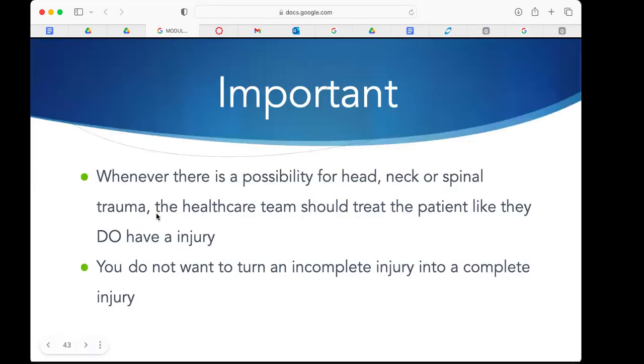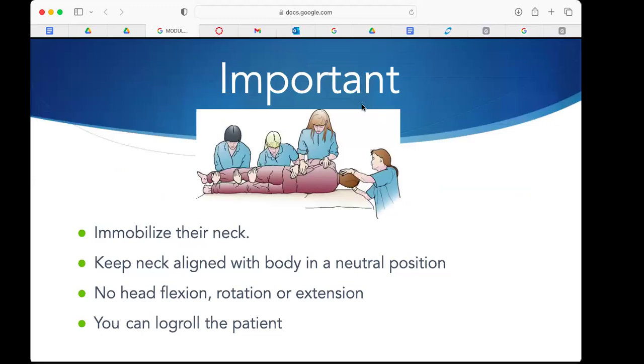Okay. So when someone has a suspected head injury, you are going to move them very delicately. And you're going to do that by using the following principles. You want to immobilize the neck. So you don't want him bending his neck forward or back or side to side. You want his neck to stay straight, aligned with the body in a neutral position.